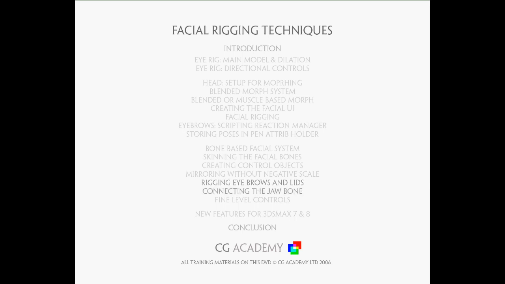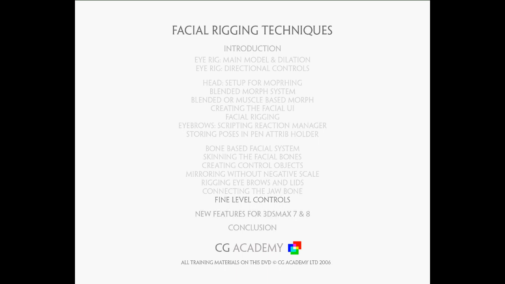Chapter 15, connecting the jawbone. We're going to connect the facial rig up to the jawbone so that we can open the mouth and pull the whole system open with it. We're also going to do some more corrections to the jaw and how the jaw is set up with the rest of the facial system. In Chapter 16, we're going to add a fine level of control. We're going to script the control objects that can be added to every single point around the face, the intersection of all the joints. And we'll also finalize the facial setup.